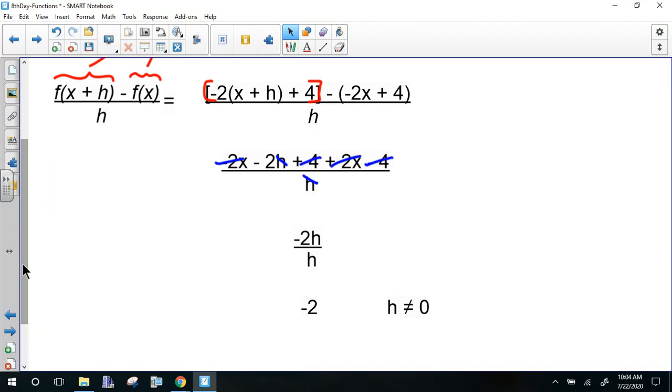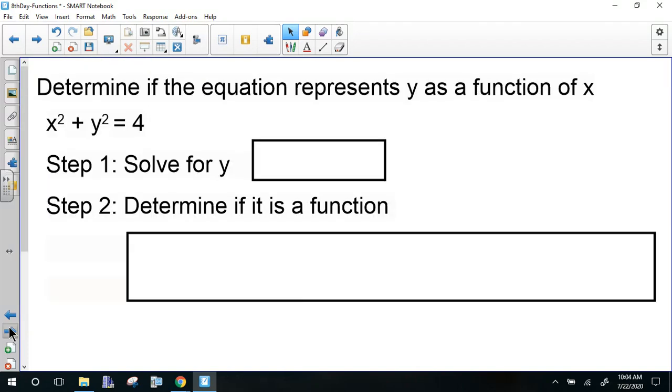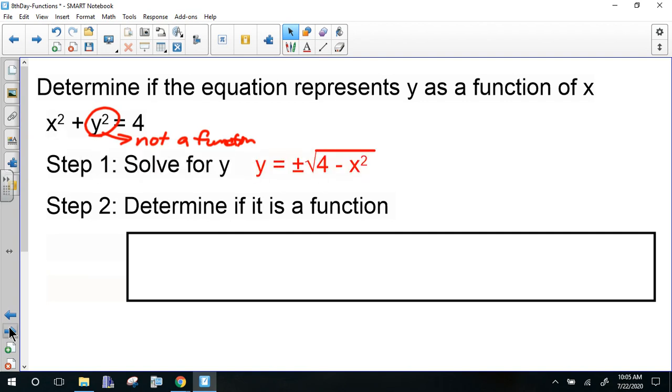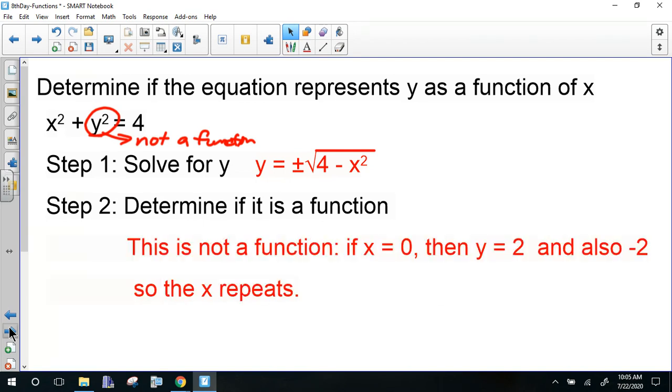Last thing, determine if an equation represents y as a function of x. Here's the rule of thumb. If you see a y squared, it is not a function. So if we solve for y, this is what we'll get. Determine if that's a function. This is not a function. If x equals 0, then y equals 2, and also negative 2.